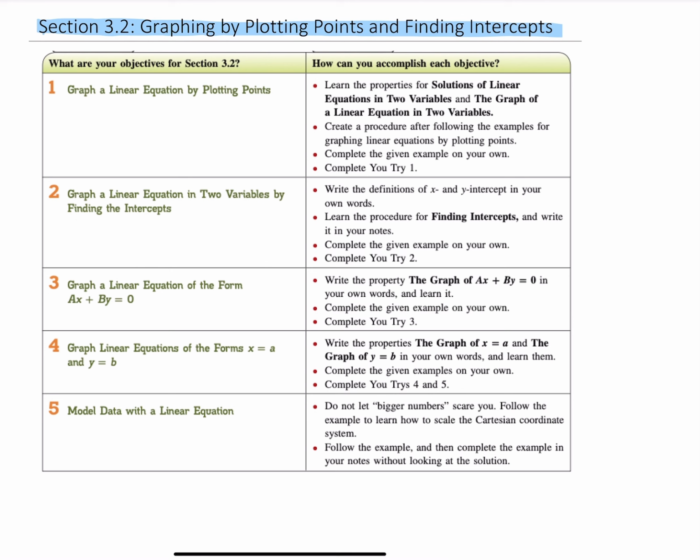All right, so that's it for 3.2. So we were graphing by plotting points. We graphed by finding intercepts. We graphed a line that goes through the origin. We saw some vertical and horizontal lines. And we finished by modeling some data with the linear equation.